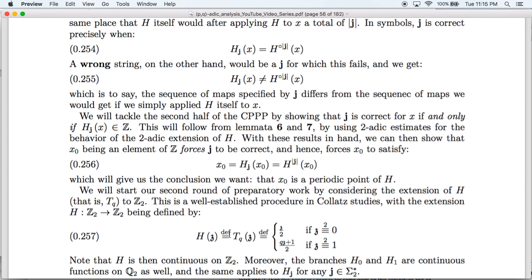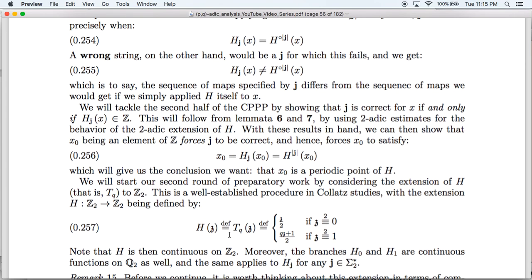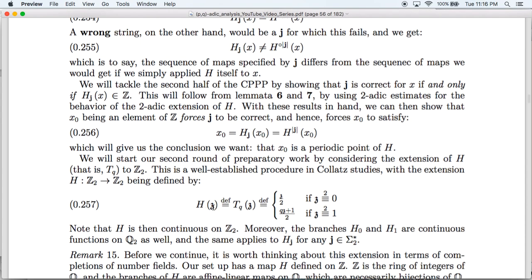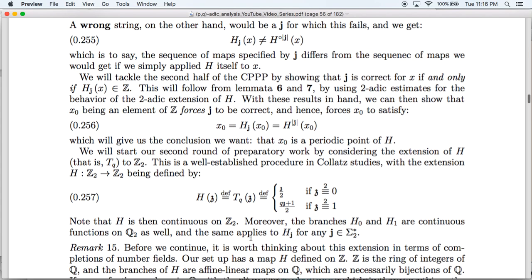To do the second round of preparatory work, we're going to need to consider the extension of H, that is H_q, to the 2-adic integers. This is a well-established procedure in Collatz studies. The extension of H on the 2-adics is defined by H of z sends z to z over 2 if z is even, and sends z to (qz plus 1) over 2 if z is odd. Note then that H is continuous on Z_2. Moreover, the branches H0 and H1 are continuous functions on Z_2, and the same applies to H_bold j for any finite string bold j.